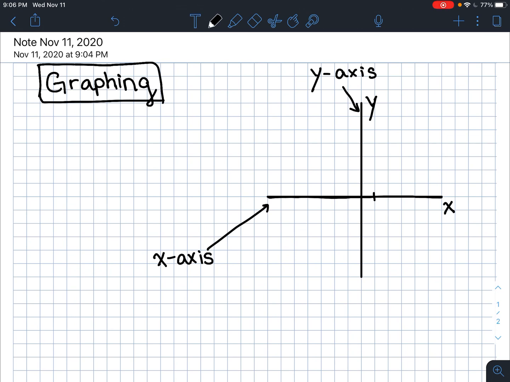So on the x-axis, 0 is in the middle, and then to the right it goes up by 1, positives, and to the left it goes into the negative numbers. And then on our y-axis, I'm just going to change colors, it starts at 0, and then it goes up 1, 2, 3, 4, 5, and when you go down, you go negative 1, negative 2, negative 3, negative 4.